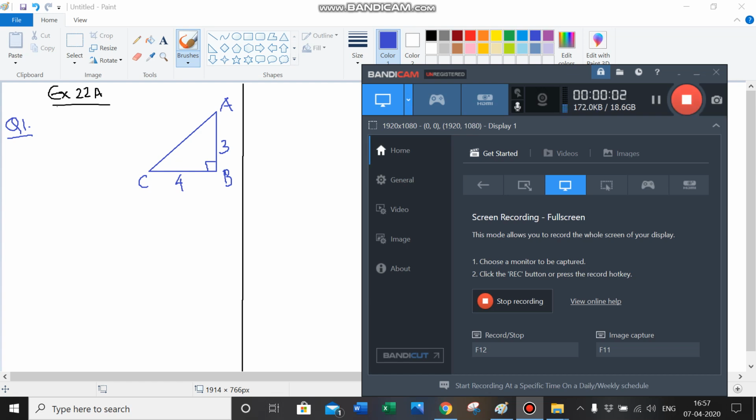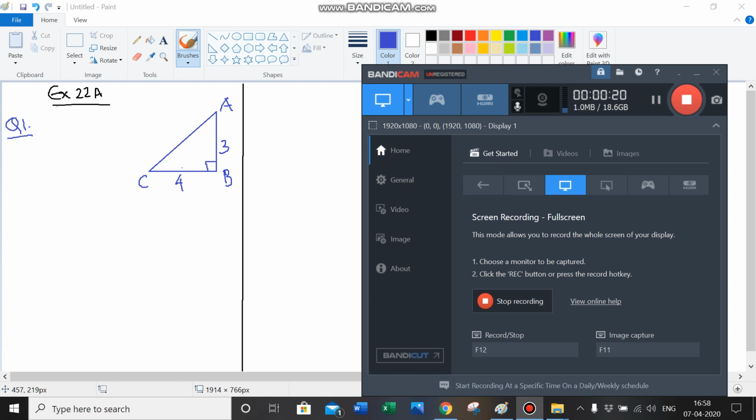So now that we've learned the basic six ratios of trigonometry, which are sine, cos, tan, cosec, sec, and cot, let's move on and solve some questions. So I'm on question number 1 of exercise 22a. It says, from the following figure, find the value of sine A.